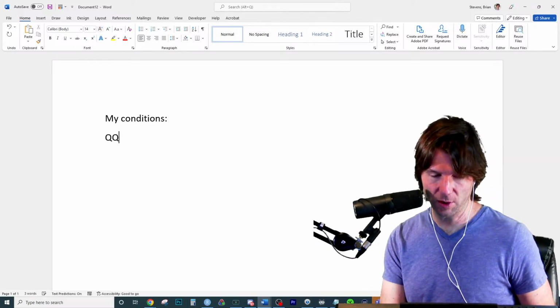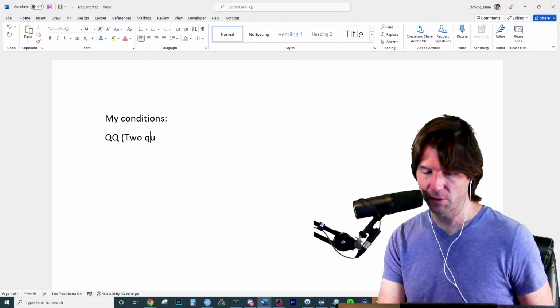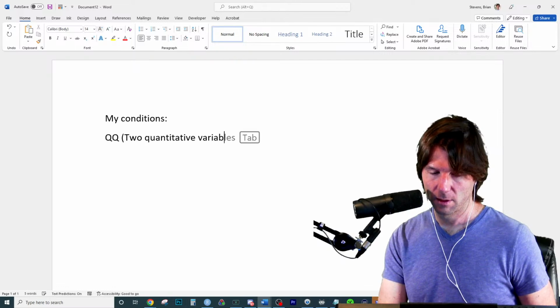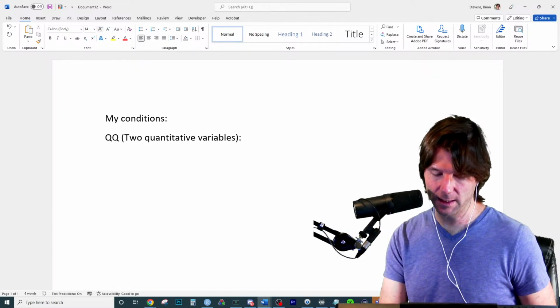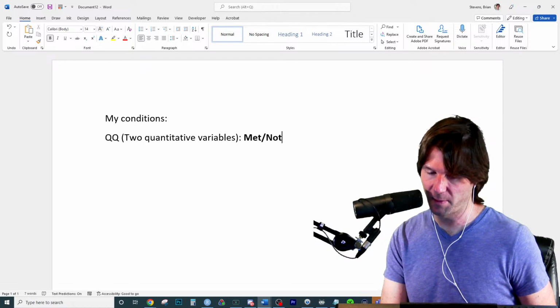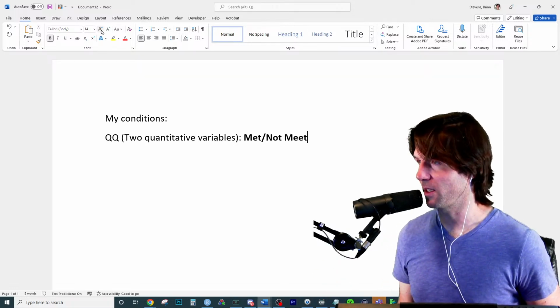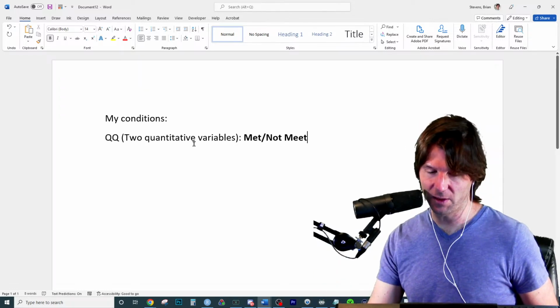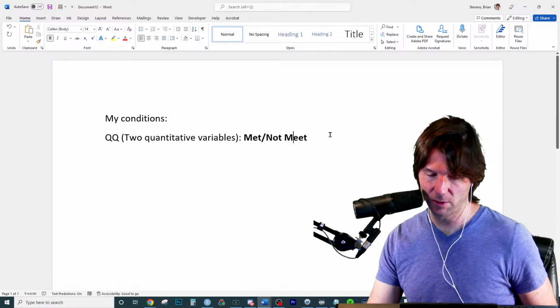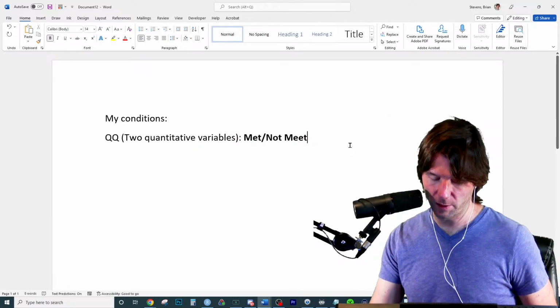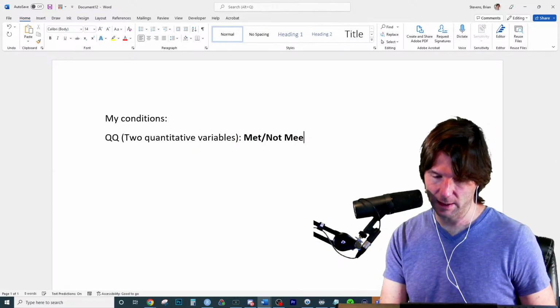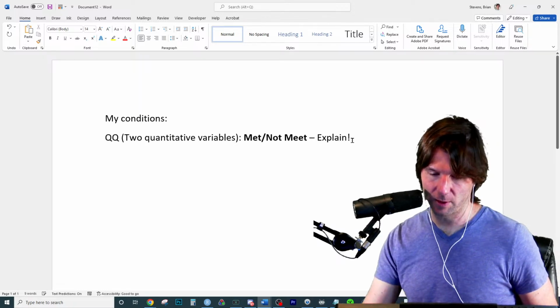So you got some QQ. I'd probably say 2 quantitative variables. Then you probably want to say something like, is it met, not met. I'd probably write this out. Met, not met. Hint, you can't make a scatter plot unless it's 2 quantitative variables. Meath knows it too. Nice job. The next thing we would say right here, and then we would explain it. You probably want to explain it. So met, not met, and then explain. You want to explain it.